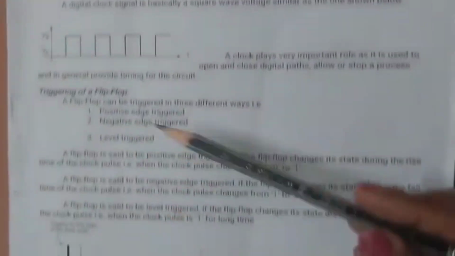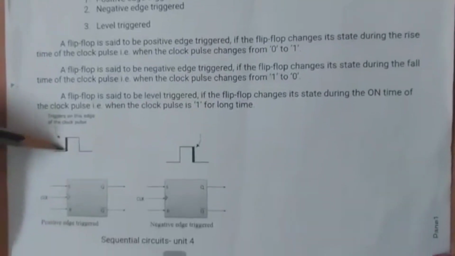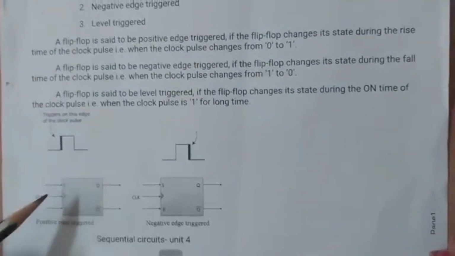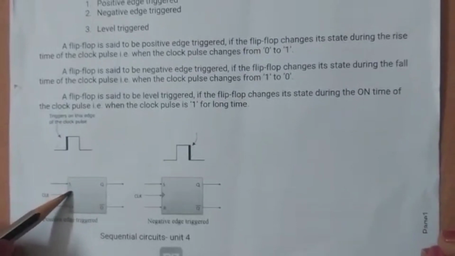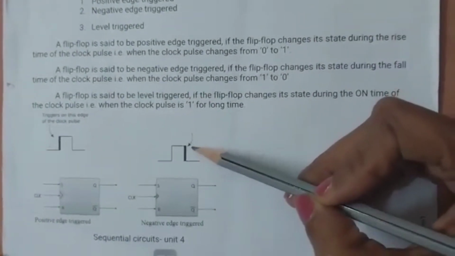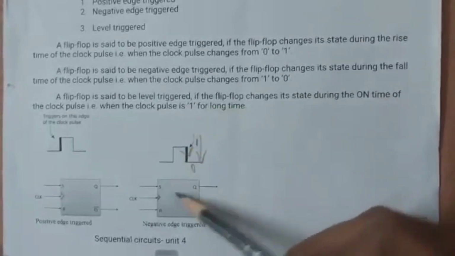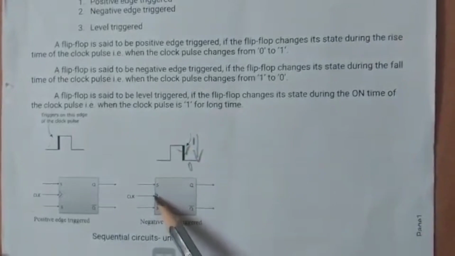Either it is positive triggered or negative triggered. So this is a positively triggered pulse, and it is represented by a triangle. A negatively triggered pulse is one that comes from 1 to 0. That is a negatively triggered pulse, so here there is a bubble inside.